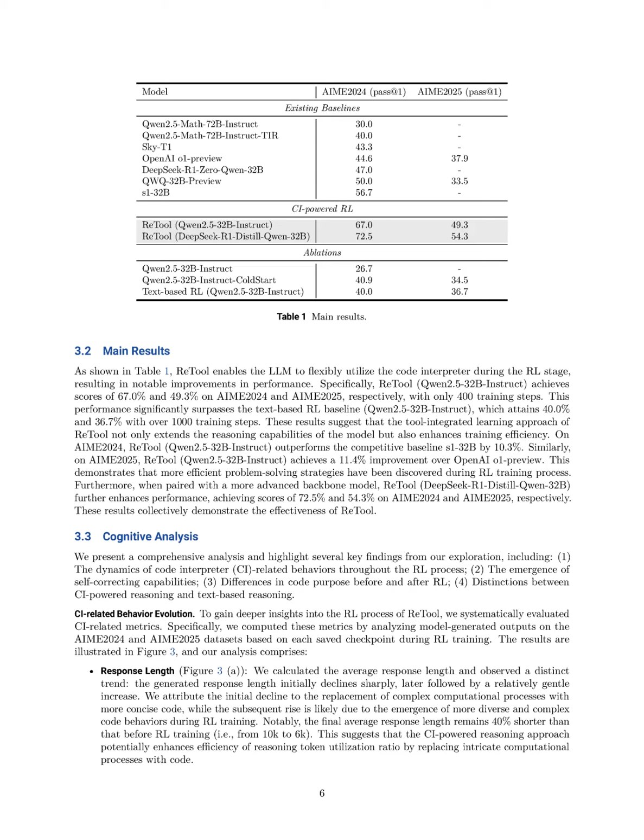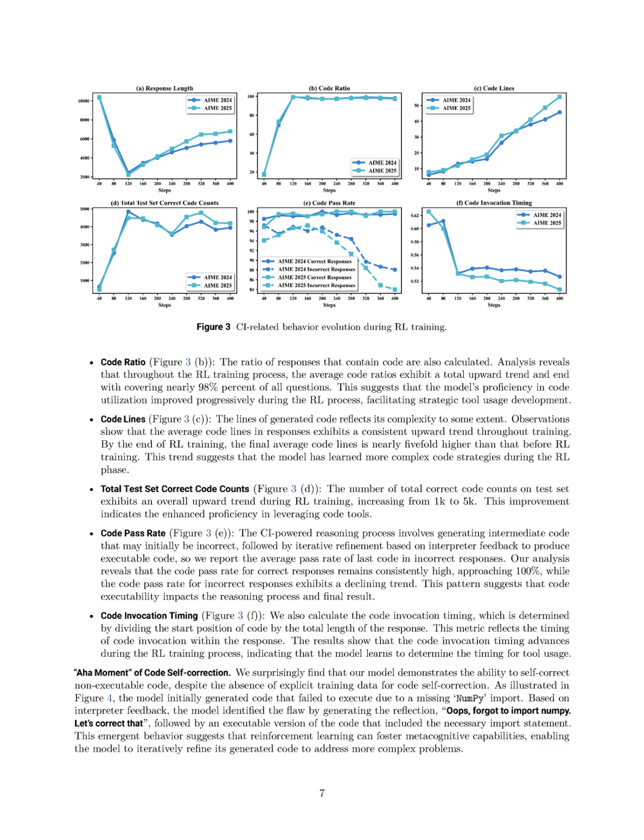Additionally, the model's response length is reduced by approximately 40% post-RL training, indicating improved reasoning token efficiency as complex calculations are replaced with concise code snippets. Furthermore, the model exhibits a significant increase in code utilization, with nearly 98% of responses incorporating code by the end of training, showcasing its enhanced strategic tool usage and adaptive capabilities in problem solving.